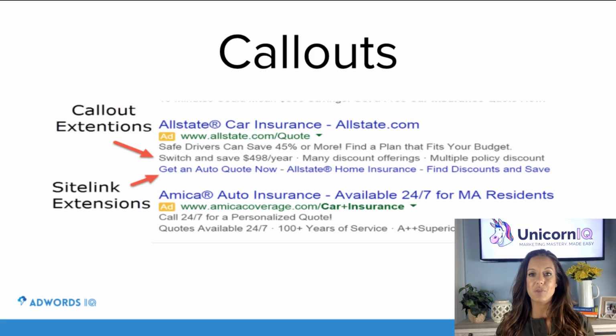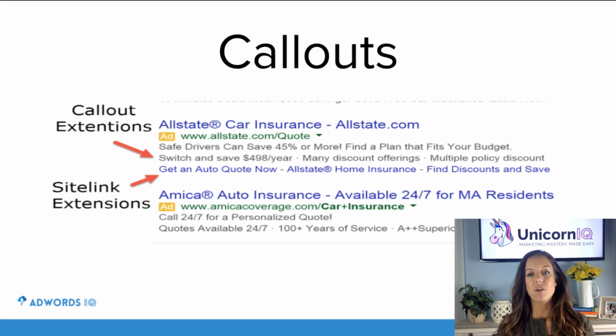But the first line has a bunch of benefits, and they're not clickable. You'll see things like switch and save $498 per year, many discount offerings, multiple policy discount. Those are called callout extensions. They're very similar to sitelink extensions, but the one big difference is that you can't click on them. There's no link. It's literally just there for added text. Think of it like another line of text, but you can't write a whole long sentence. It's multiple little short things.